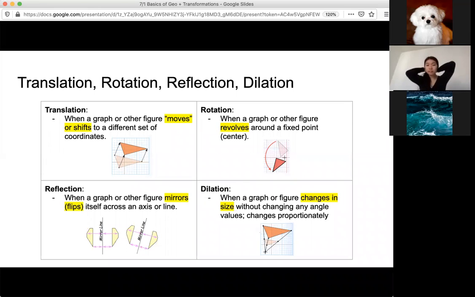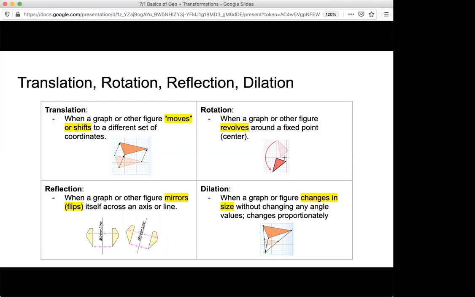A rotation is when a graph or another figure revolves around a fixed point or the center. So here in this picture, you can see that where the translucent triangle was, that's where it started, and where the little plus sign is, that's the center of rotation. So it rotated a certain number of degrees around that plus sign.